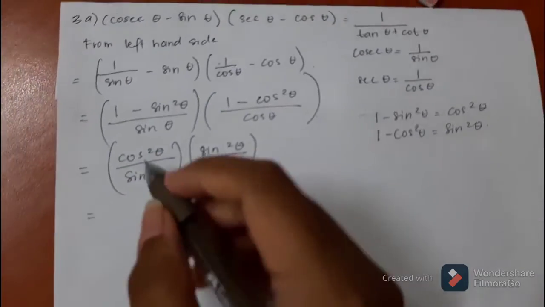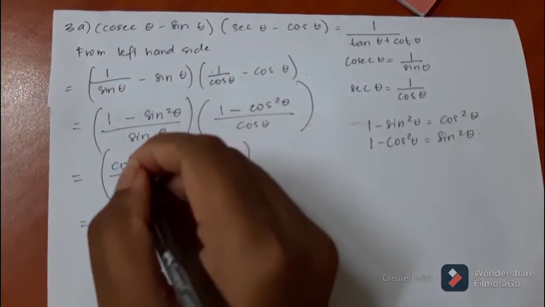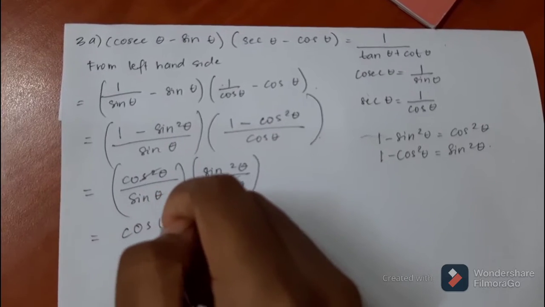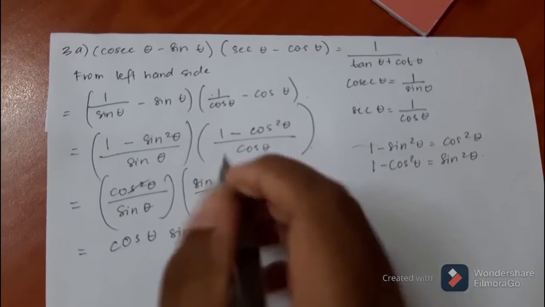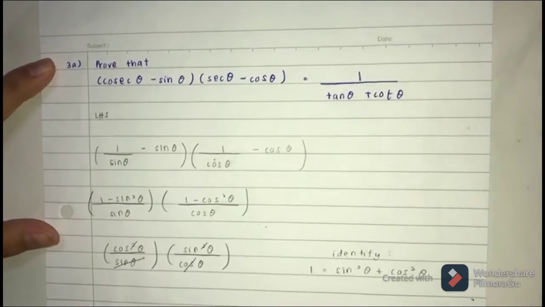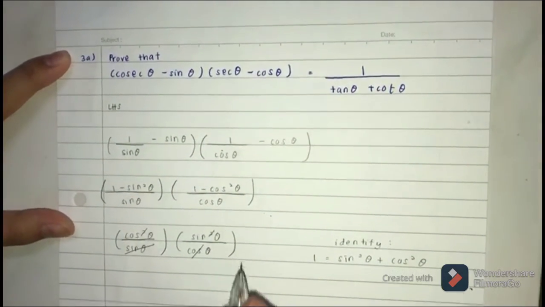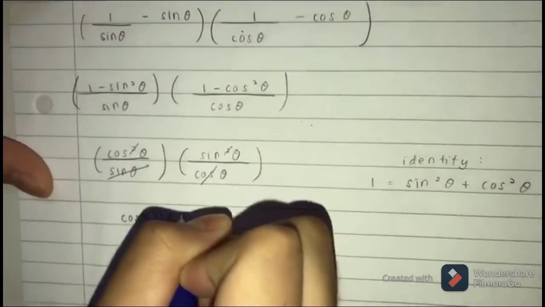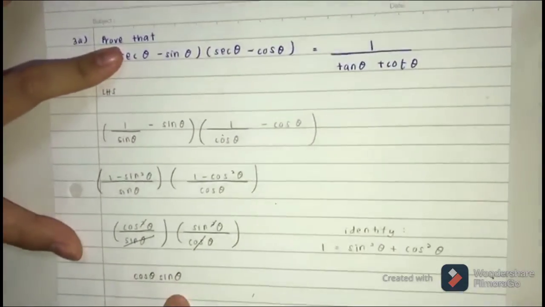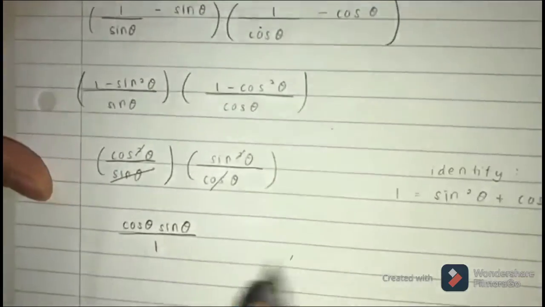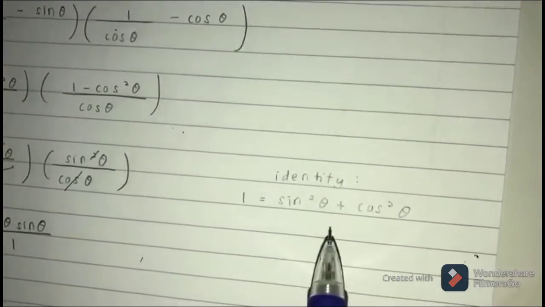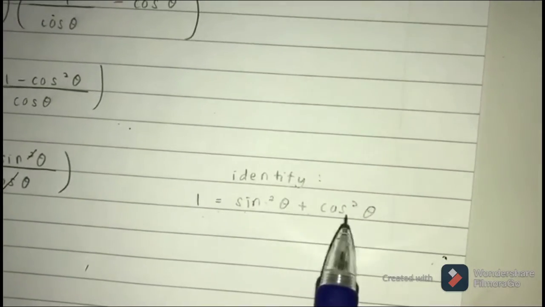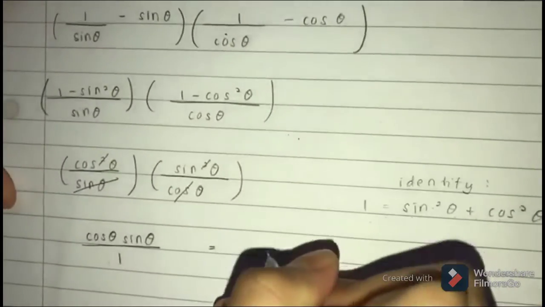After that, we have to factorize this one, where it becomes sin theta, cos theta, sin theta. Next, after we cancel out these two terms, we will get cos theta sin theta. And we all know that this term is actually over 1. Based on the identity formula, 1 is equal to sin squared theta plus cos squared theta. So we just substitute this.